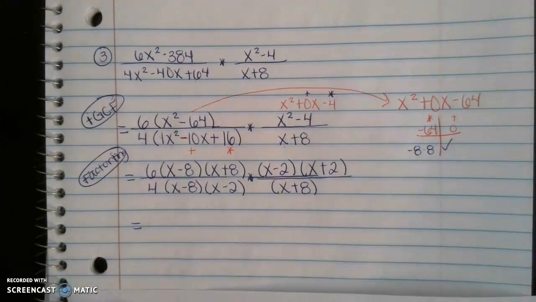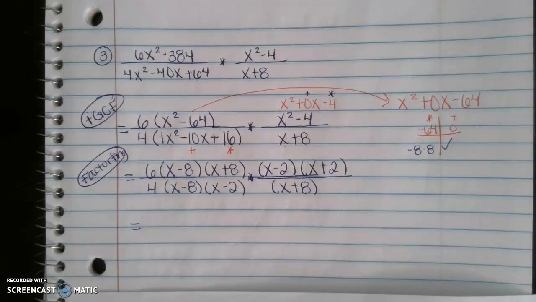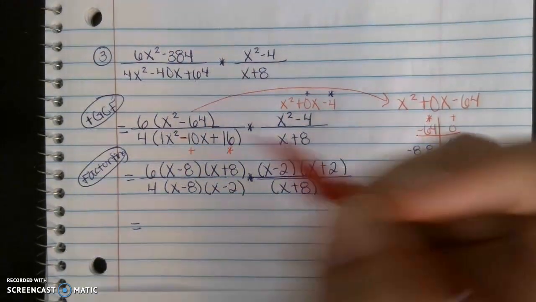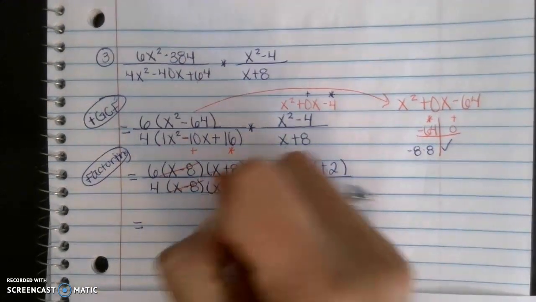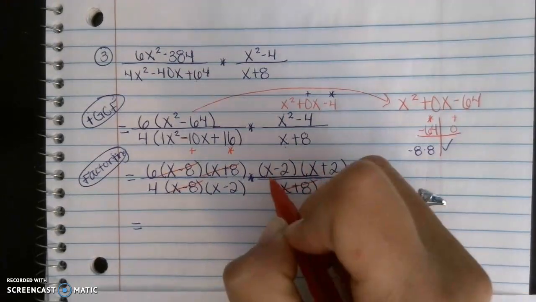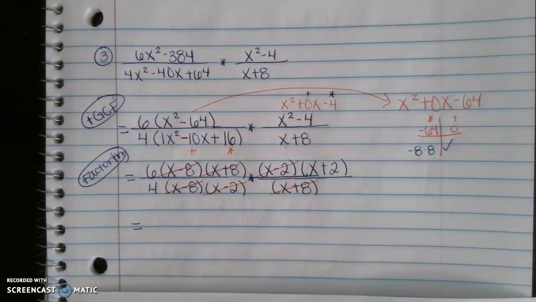Okay, so what can we now jump into where we can cancel? Now we're on step 3. Cancel top to bottom. So what's the same? So I've got x minus 8, that's the same. X plus 8 and x minus 2's that are the same. So I can go ahead and cancel those.